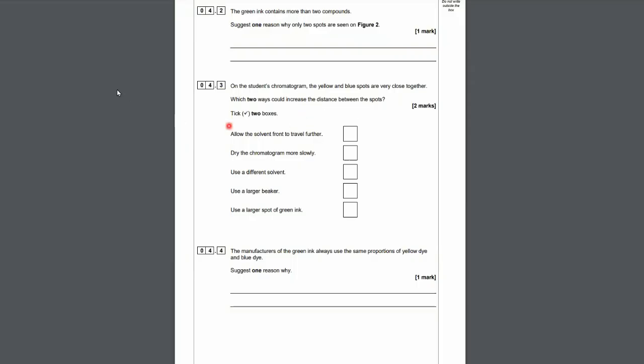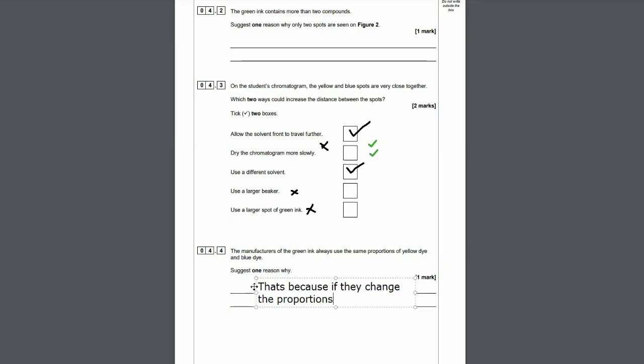4.3. On the chromatogram, the yellow and blue dots are very close together. How could you get them further apart? Well, use a different solvent for a start, and or allow the solvent to travel further. The further the solvent travels, the bigger the difference in their solubilities will be shown because there'll be a bigger space between them.